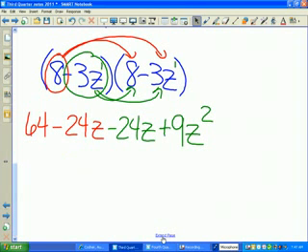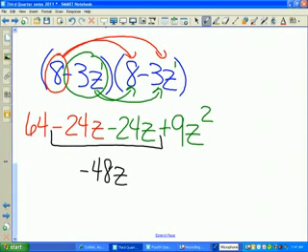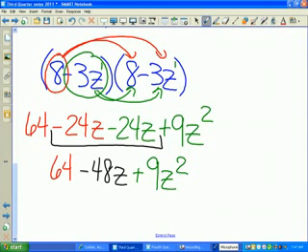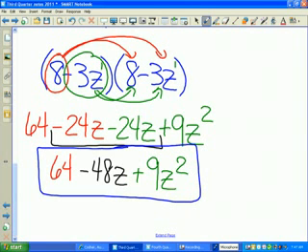So again, hopefully you notice right here in the heart of everything, we have our like terms. We have a negative 24z minus 24z. So obviously I'm going to get a negative, and since they're the same, I'll add them. So I get a negative 48z. From this point, the 64 comes down, and my plus 9z squared comes down. And this is my result.